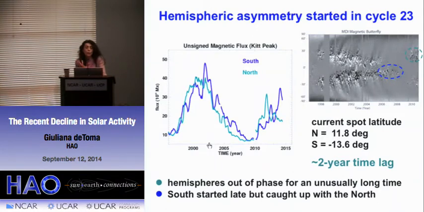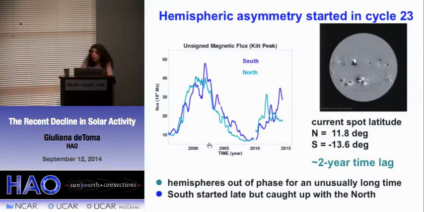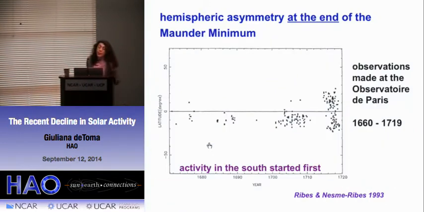So it is something to worry about, the fact that the two hemispheres have been out of phase for so long is somehow an indication that a Maunder minimum is coming. Well, the argument is that, oh, sorry, I'm just showing now that the sun is very active both in the north and the south at present. This is an image from a couple of days ago, in September.